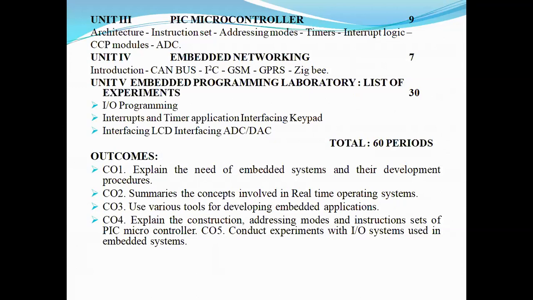In Unit 5, we are going to see about the embedded programming laboratory. In this 5th unit, we are going to study various programming for the embedded system laboratory, including I/O programming, interrupts and timer applications. In this 5th unit itself, we are going to concentrate on the programming.